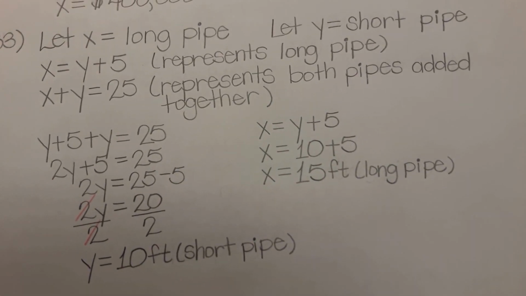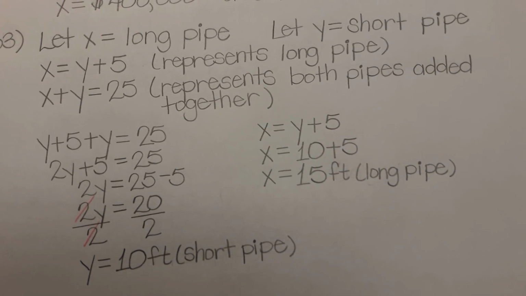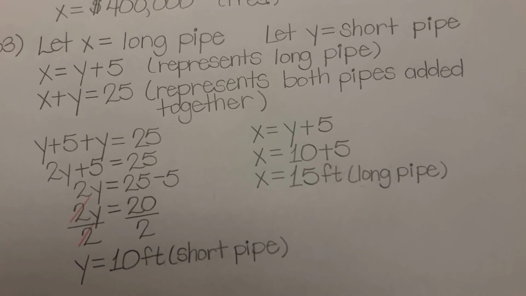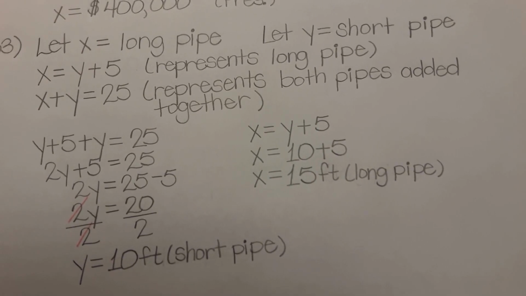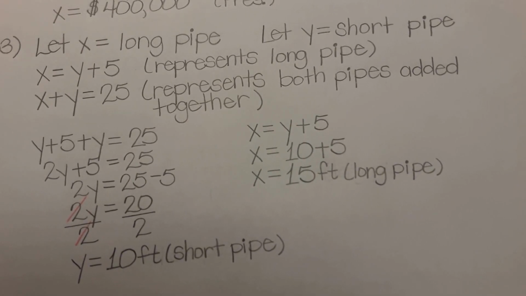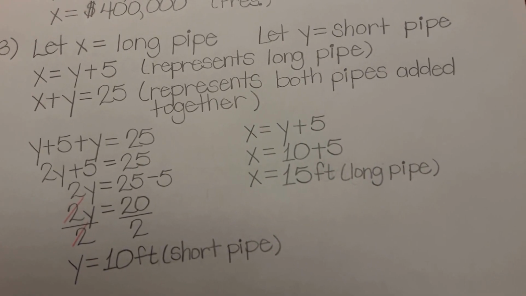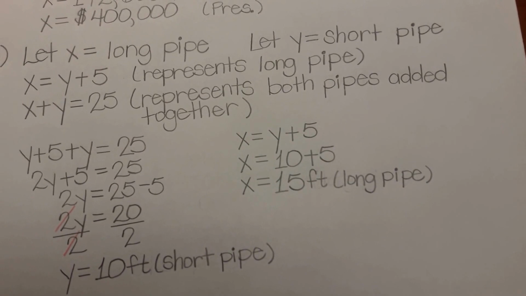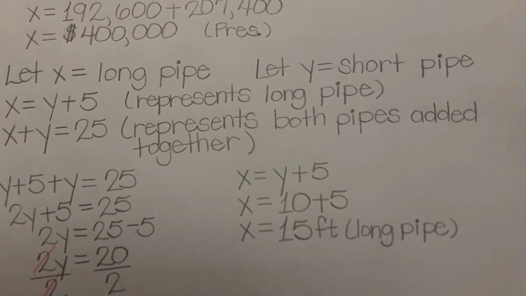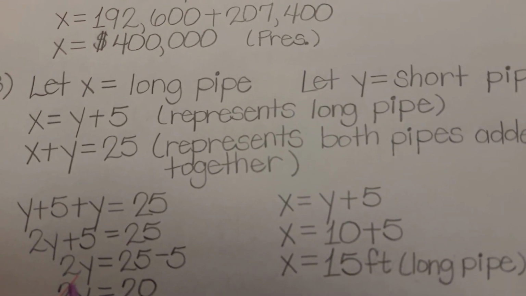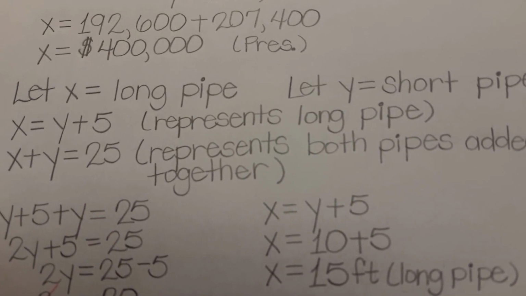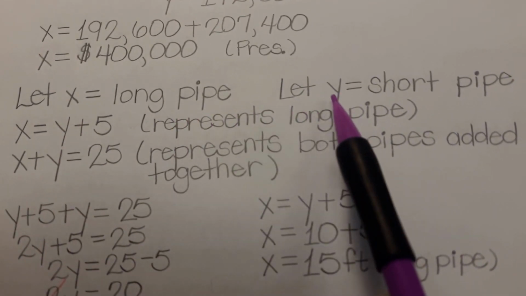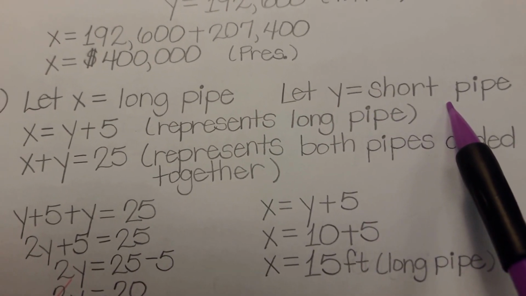Look at number 33. Number 33 says a plumber wants to cut the pipe shown in the illustration into two pieces so that one piece is 5 feet longer than the other. How long should each piece be? So if I look at this, I have two variables. I want to let X equal the long pipe and Y equal the short pipe.